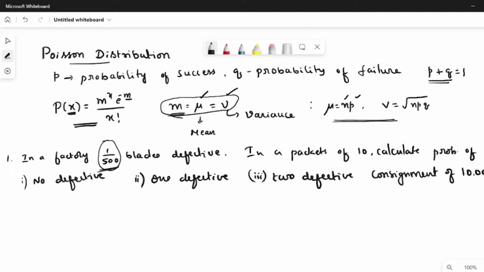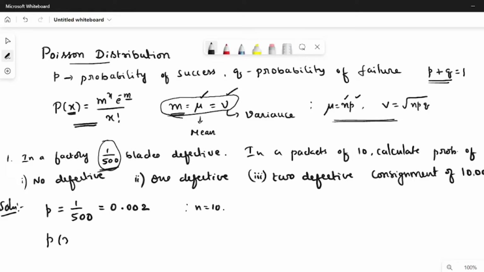Let us analyze the problem. There is a factory which manufactures blades, and the probability of a blade being defective is 1 by 500. So let us start with the solution. Here p is 1 by 500, which is approximately 0.002. They are supplying blades in packets of 10, which means each packet contains 10 blades. We need to determine the probability of no blade being defective, one blade defective, or two blades defective. That should be computed for a consignment of 10,000 packets. First, each packet contains n blades, so you have to take n to be 10.